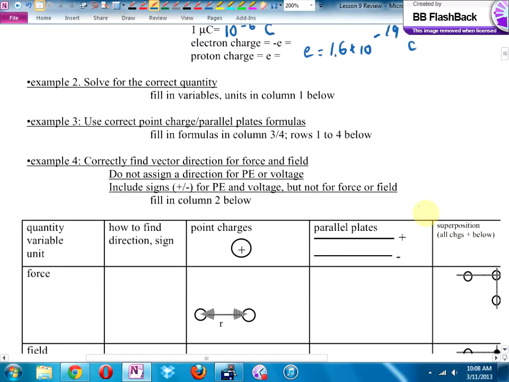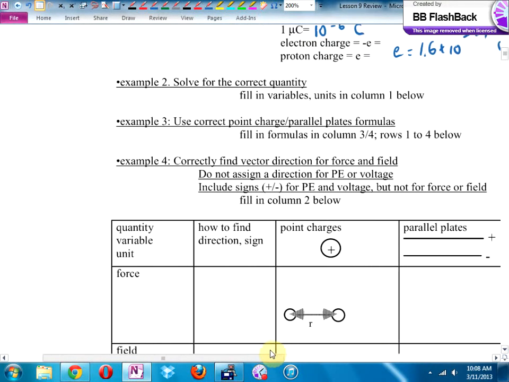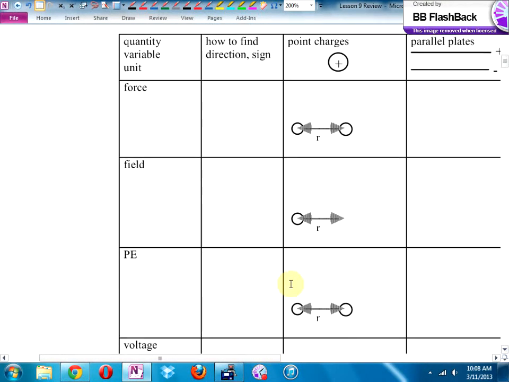And then I wrote down here, make sure you solve for the correct quantity. Fill in the variables and the units in column 1 below. So let's look at this. What variable do we use on our formula sheet?